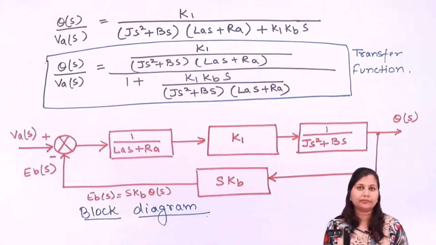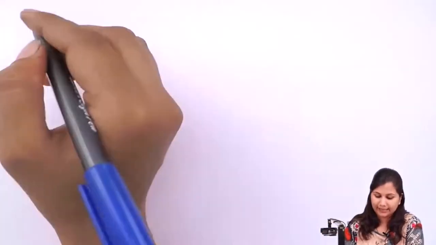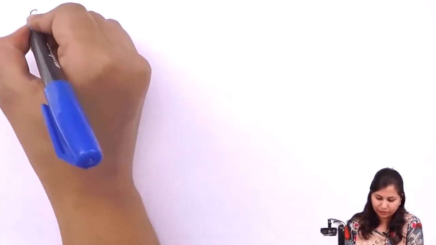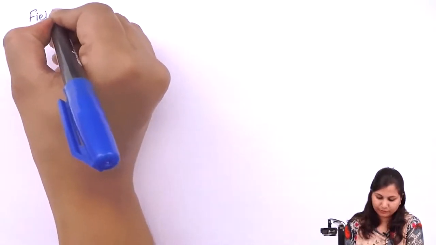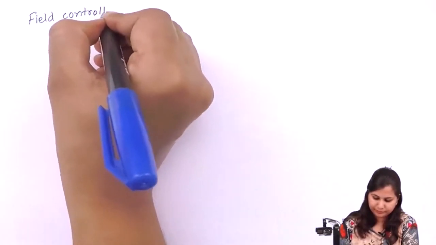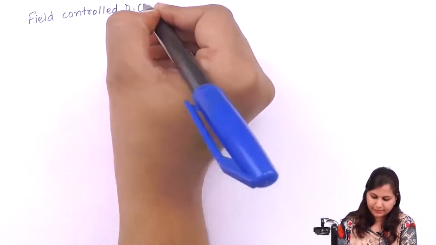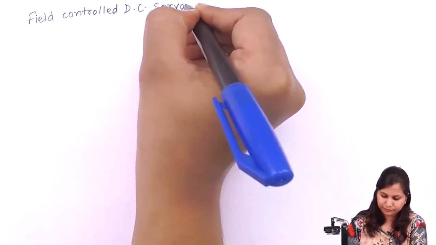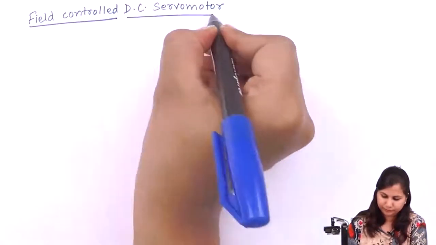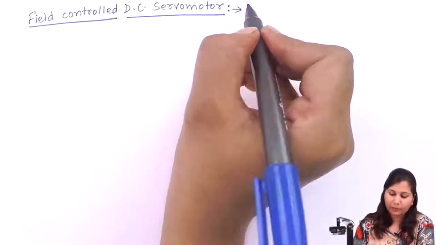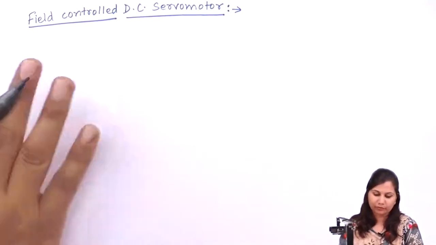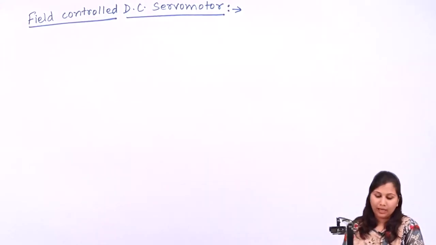Now let's study the field controlled DC servo motor. Study the second type of DC servo motor, the field controlled DC servo motor. Now in this field controlled DC servo motor, we will keep the armature current constant and we will vary the field current. Okay.